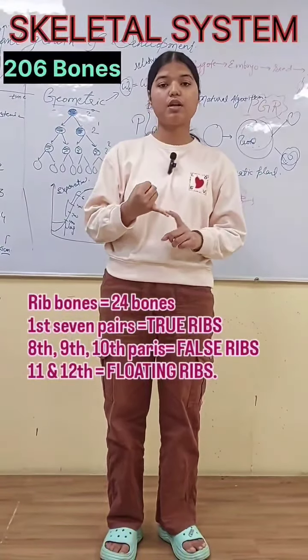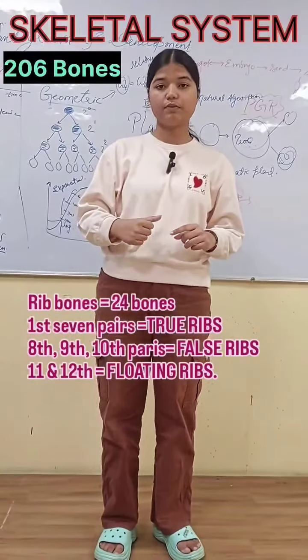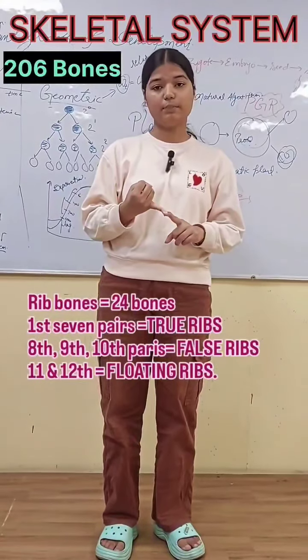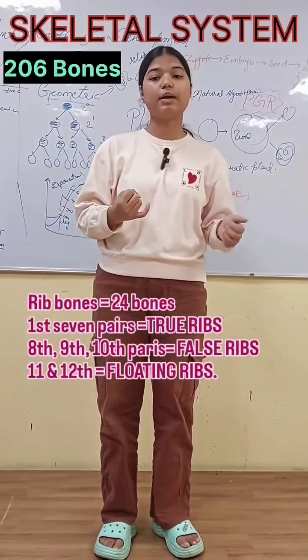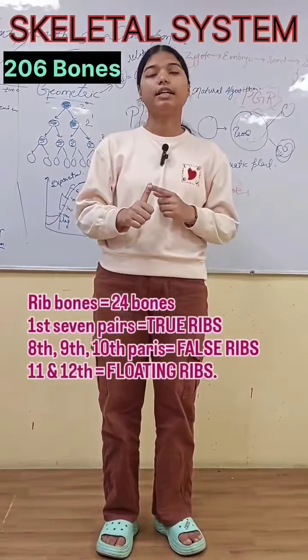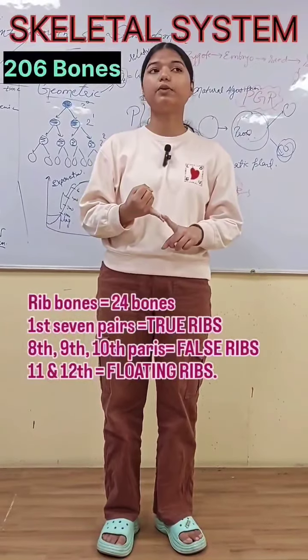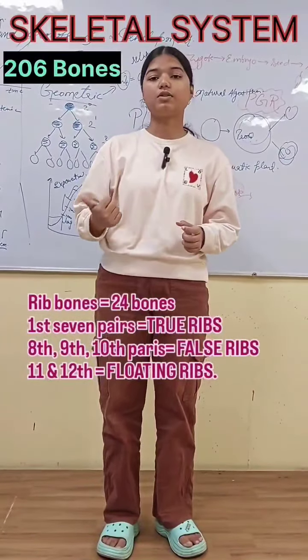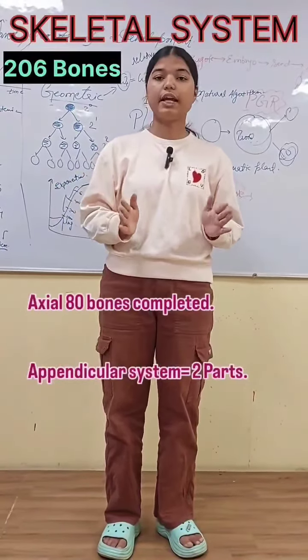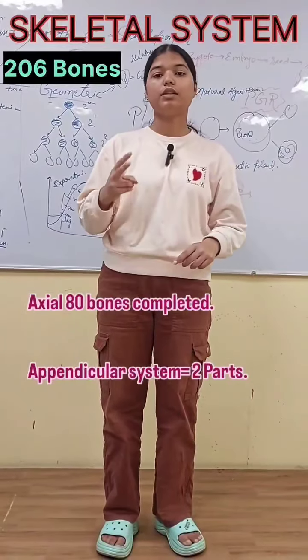The first 7 pairs are called true ribs because they are attached directly to the sternum. The 8th, 9th and 10th pairs are called false ribs because they are indirectly attached to the sternum and directly attached to the 7th rib. The 11th and 12th pairs are called floating ribs because they are not attached directly to the sternum. Axial 80 bones completed. Now the appendicular system, there are 2 parts.